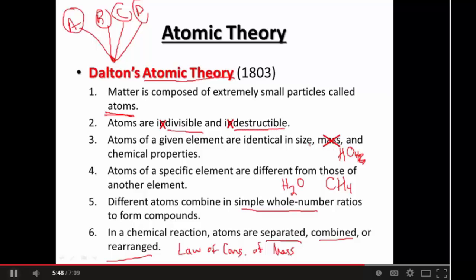And then also, atoms of a given element are identical in size and properties. However, they can have different masses. So all atoms of carbon don't all have the same mass. And we'll talk about that in video 3 when we talk about isotopes.